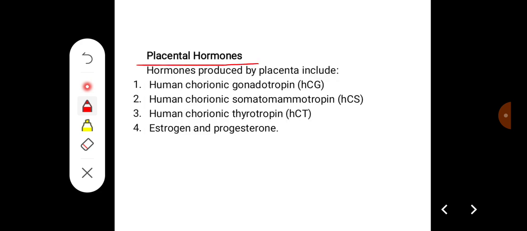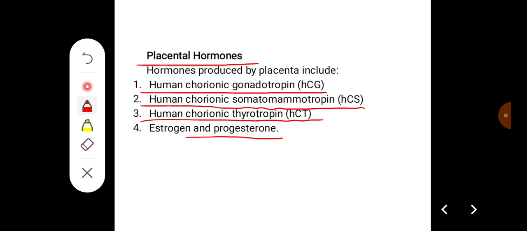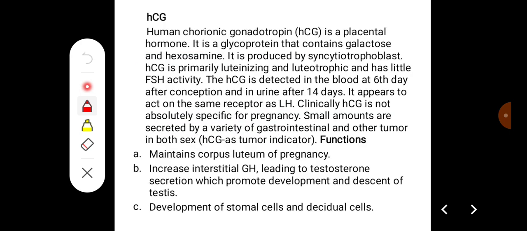The hormones which are produced by the placenta include human chorionic gonadotropin, which is called HCG, human chorionic somatotropin, which is HCS, human chorionic thyrotropin, which is HCT, estrogen, and progesterone. Human chorionic gonadotropin. So this is a placental hormone.